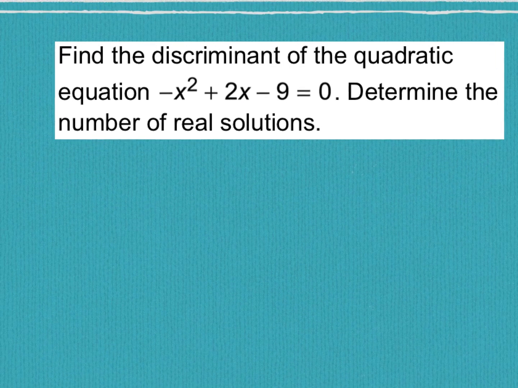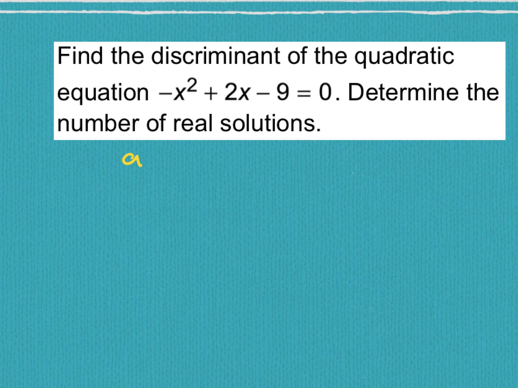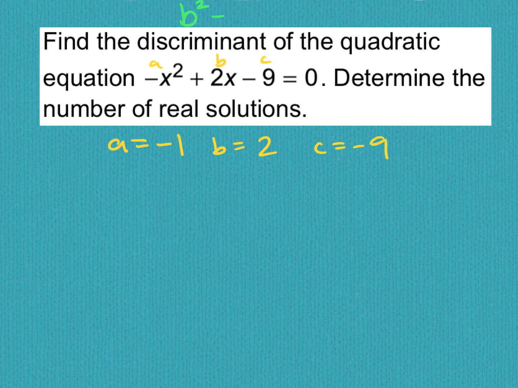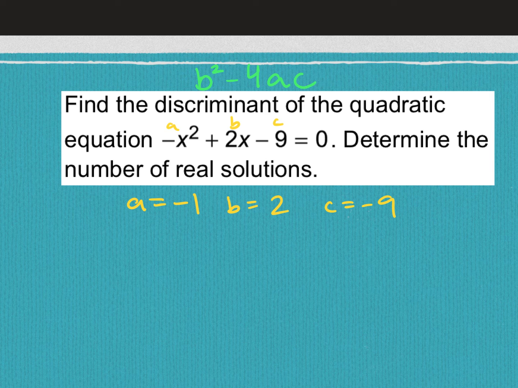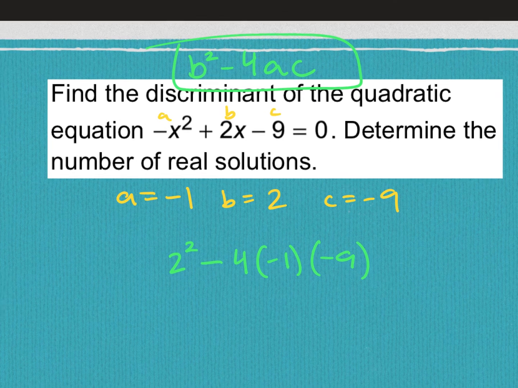All right, so first thing we need to do is list our A, B, and C. So what's A? Negative 1, perfect. What's B? 2. And what's C? Negative 9. Our formula for the discriminant is just b squared minus 4ac. So we're just plugging it into this. So we have b squared, so 2 squared, minus 4 times negative 1 times negative 9. Be careful with your negatives. We have a lot of things being multiplied, so just be careful.